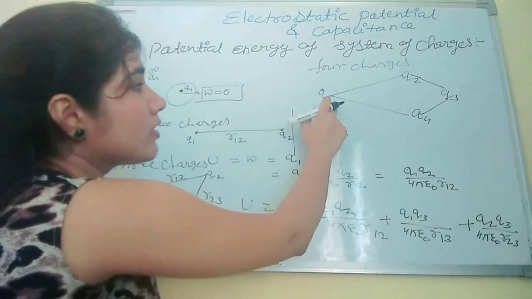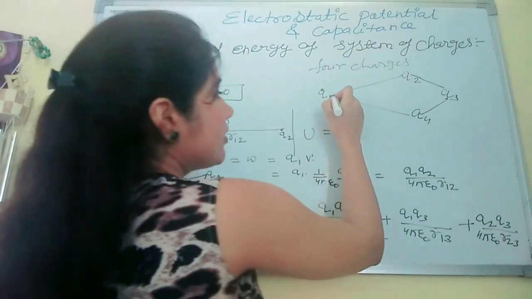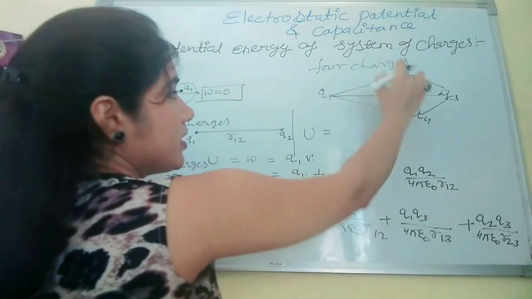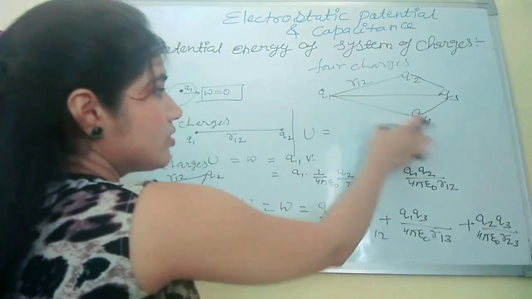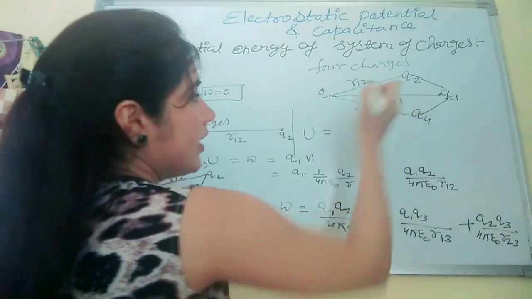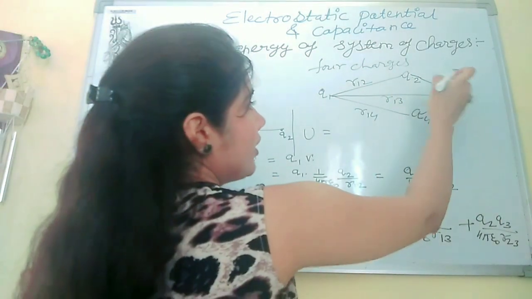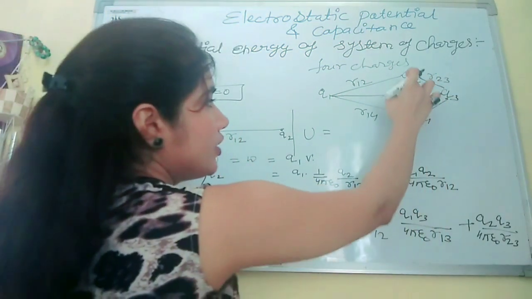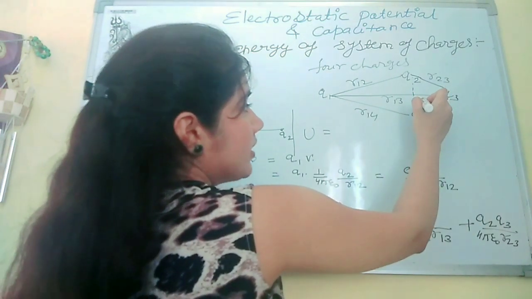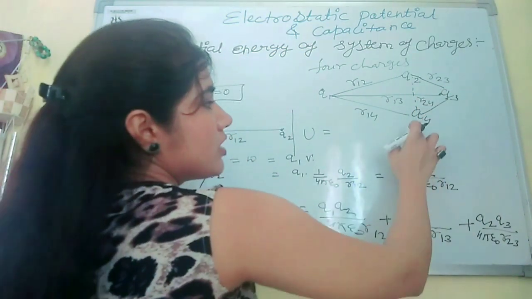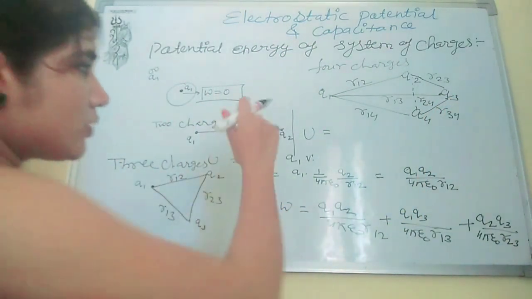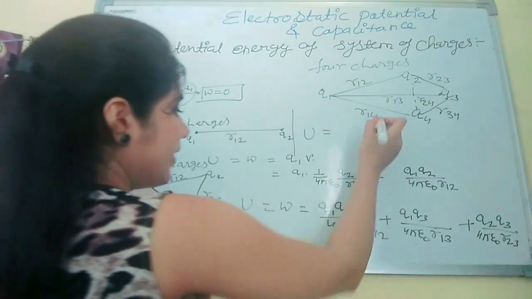Because of this Q1, which charges are making an effort? It is also a charge. So from this to this we mark R12, from this to this we mark R14, and 1 to 3, that is R13. Okay, from here to here we mark R23, and from here to here this will also have an effect, and we mark R24, and from this to this point, that is R34. You get this?